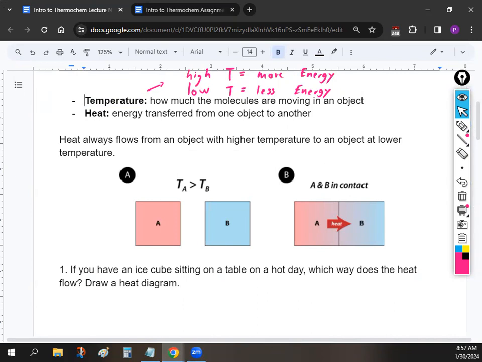Okay, so that's temperature. It's how fast the molecules are moving. And if you got something that's high temperature, they have more movement, right? More kinetic energy. If you have a lower temperature, they have less movement, which is less kinetic energy.